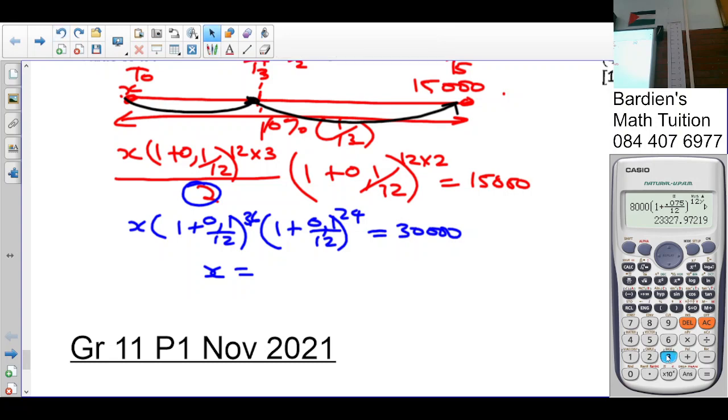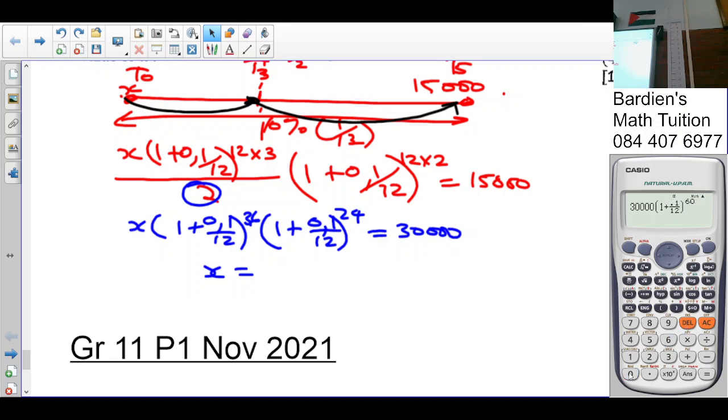So x is equal to 30,000 over, open brackets, 1 plus 0 comma 1 over 12 to the exponent 36 into 1 plus 0 comma 1 over 12 to the exponent 24. When you multiply and the base is the same, I can add my exponents. Looks like it's 60.